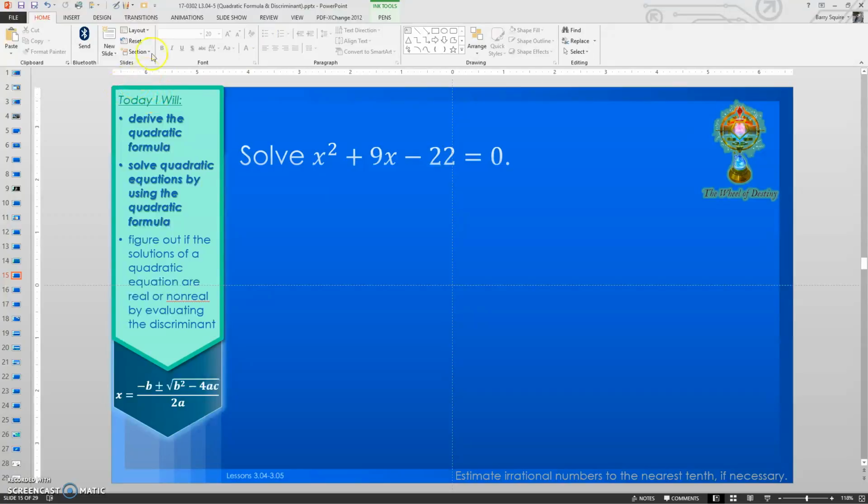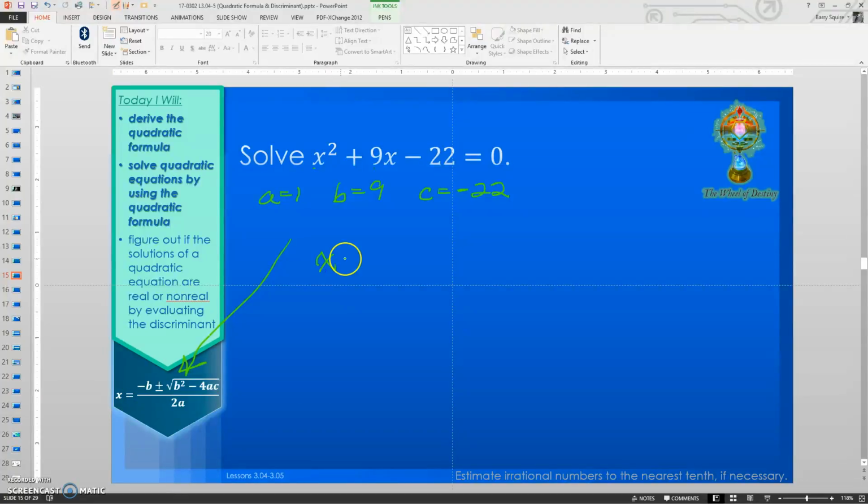So we need to first identify what our A, B, and C are. Our A is going to be the coefficient for the x squared term, so A is going to equal 1. B is going to equal 9. And C is going to equal -22. So now it's just a plug and play thing. Just going to stick those values into here and see where it takes us.